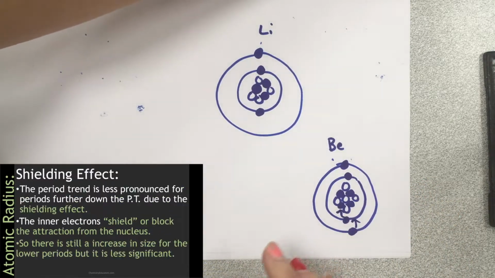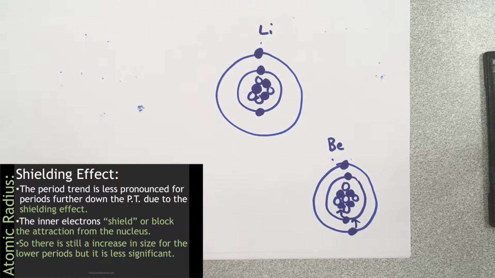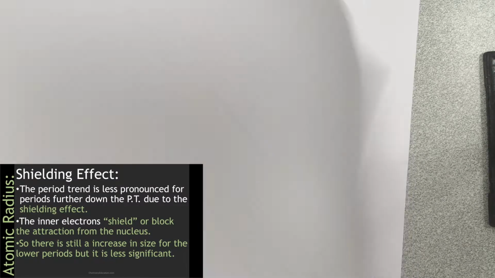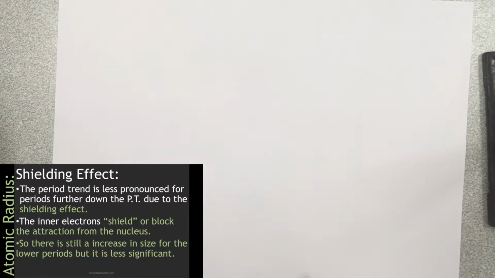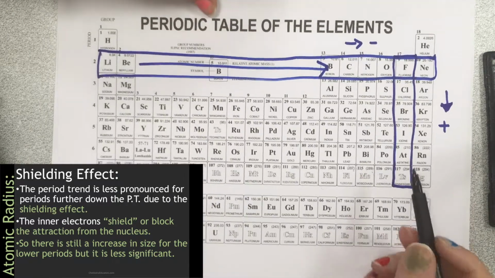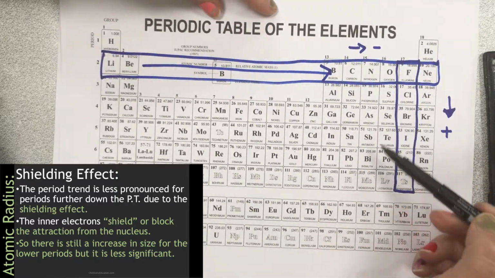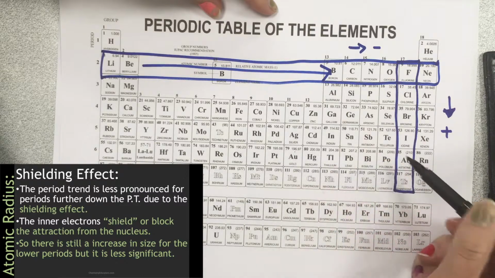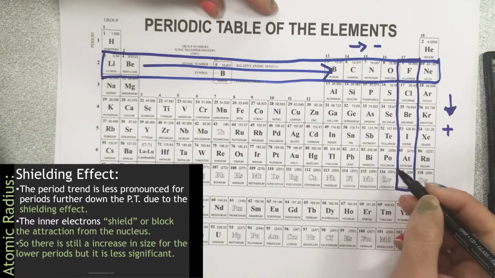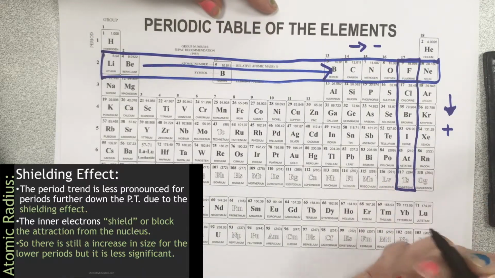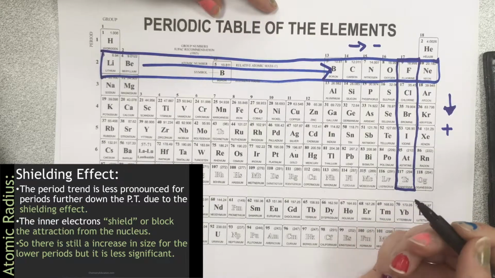Okay. Moving on, shielding effect. All right, so the shielding effect, this concept is basically saying that, let me show you a periodic table. So the shielding effect says that as we go down and we get more electrons, the more electrons we have, the more they are shielding that pulling effect that the protons are causing.